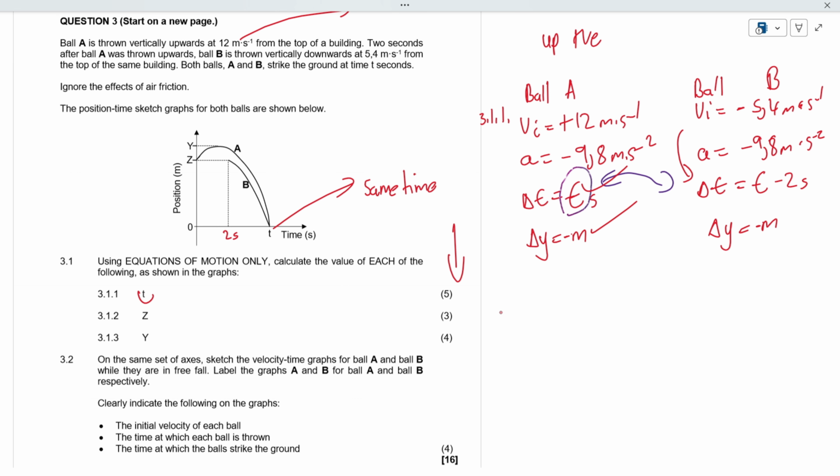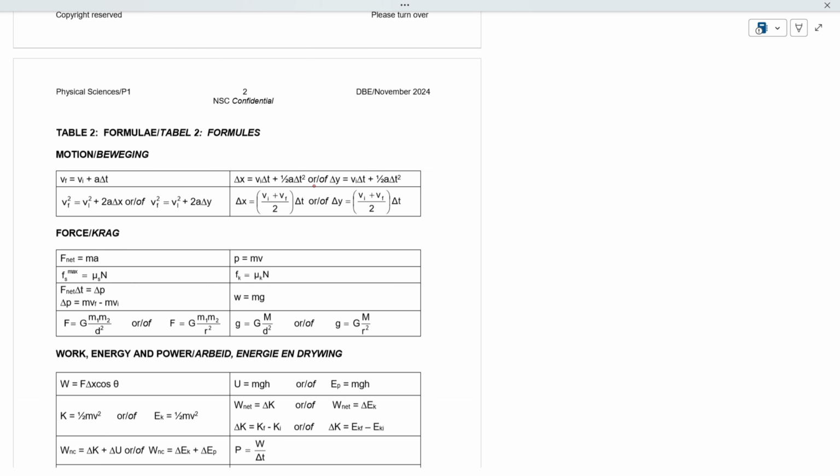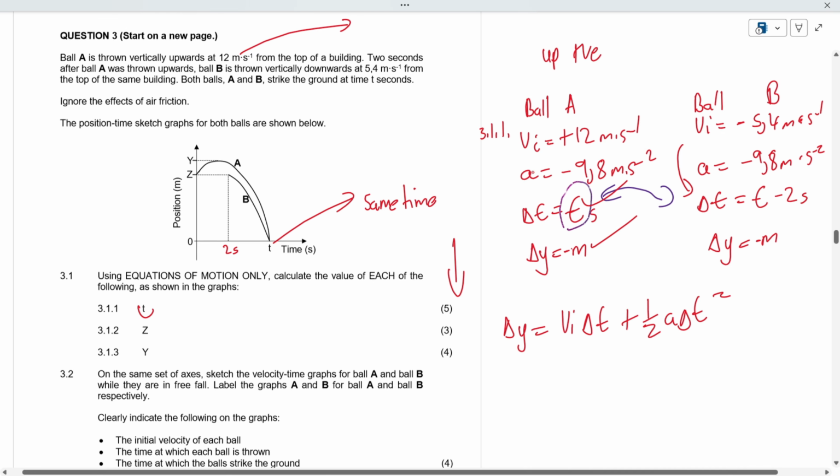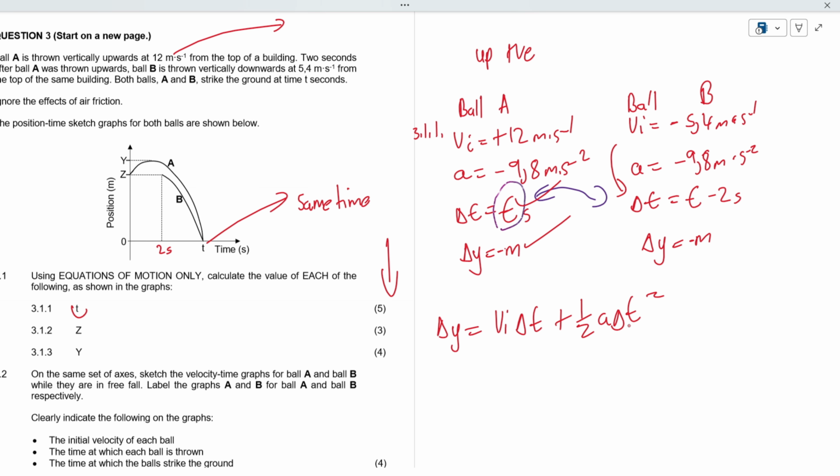There's only one vertical projectile equation that includes all this, and it is this one: change in y equals vi times change in time, plus half a times change in time squared. There's always a formula sheet at the end of the question paper. So you just go to the formula sheet and check which variables you have. It's this formula because we are talking about motion on the y-axis, and then you just copy and paste it. But if you do problems like this continuously, the formula will just be in your head. You won't have to look it up. So this is the formula.